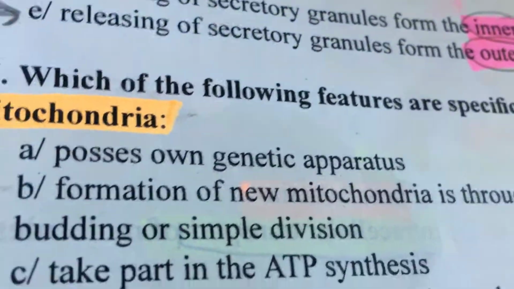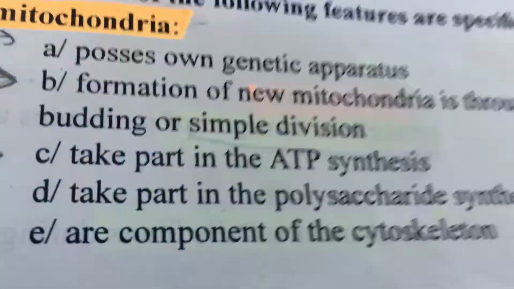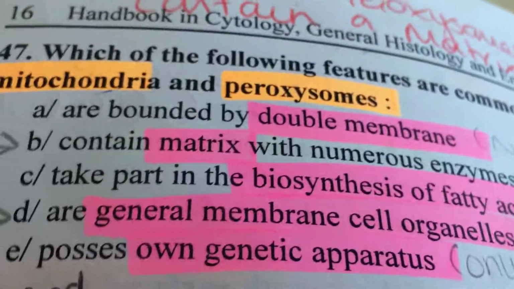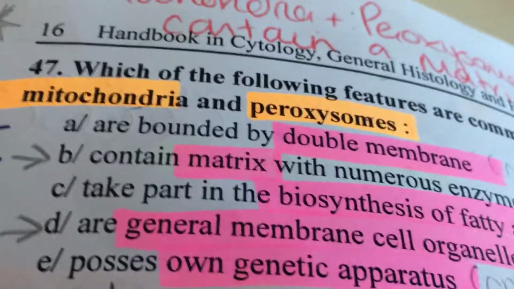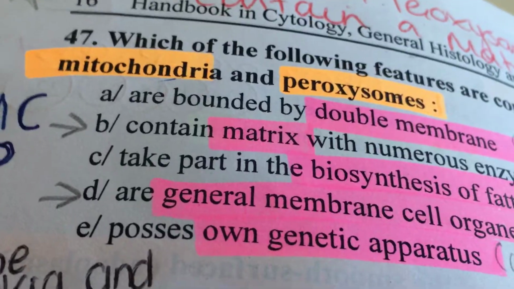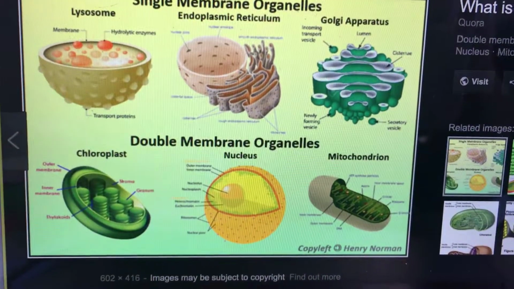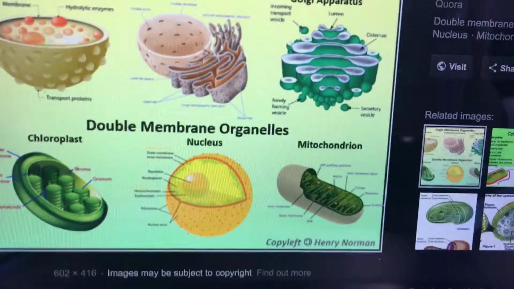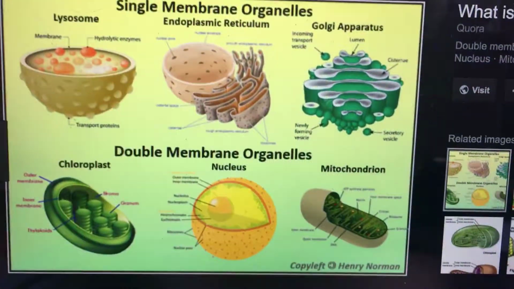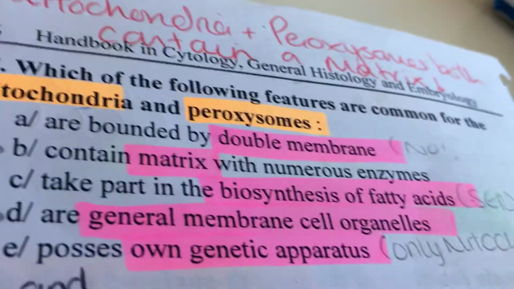Which of the following features are specific for mitochondria? Possess own genetic apparatus, formation of new mitochondria by budding or simple division, ATP synthesis. Those are the three. Which of the following features are common for mitochondria and peroxisomes? Basically, mitochondria are one of the few organelles which do contain a double membrane. Here, you can see mitochondria, nucleus, and chloroplast. Mitochondria and nucleus are the only double membrane organelles here, of the obvious ones. Lysosomes, ER, and Golgi are single membrane. So then you know that mitochondria is, but peroxisomes isn't.